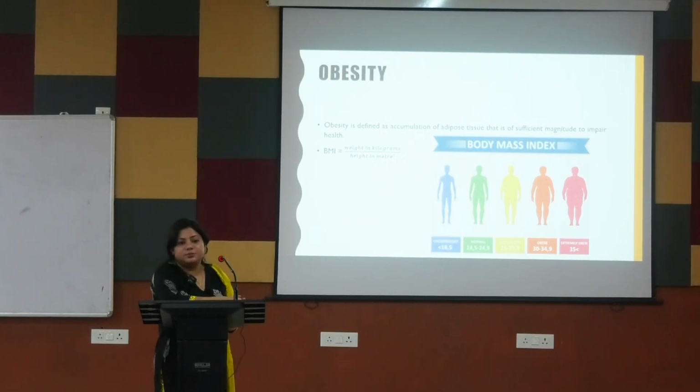How do you measure? By the BMI. What is BMI? Yes, how do you measure? Weight in kg by height in meter squared. So what is the normal range? Yes. From 25 to 30, it's overweight. After that, obese. Above 35 is extremely obese or super obese.